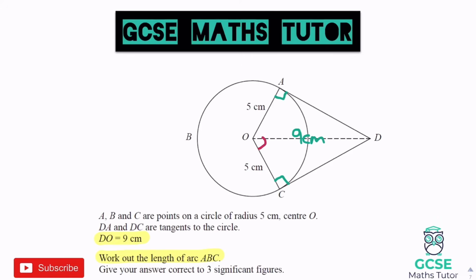So let's just have a look. We've got this triangle here, and we've got two of the lengths. Now we can use trigonometry to work out an angle as they're right angled. We can actually work out this angle just here.